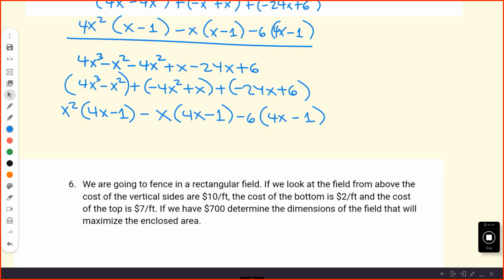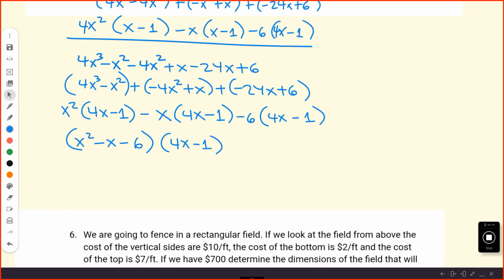So now we can just put all these outside factors as 1, right? So I can write this as x squared minus x minus 6, and then copy the common factor, which is 4x minus 1. And then we know we can factor negative 6. Think of two numbers that multiply to negative 6 and sum to negative 1. Negative 3 and 2.